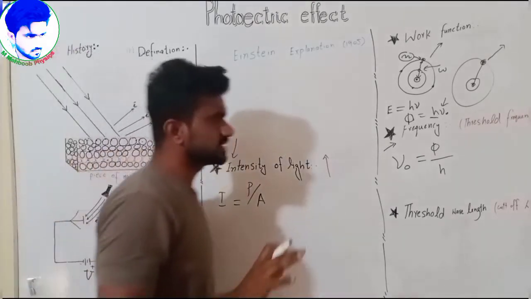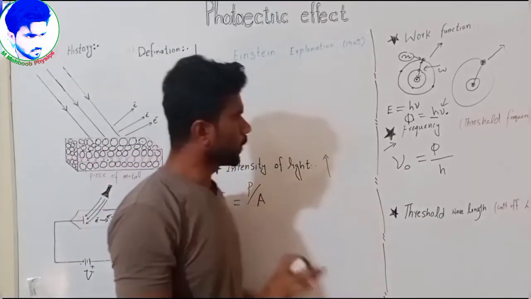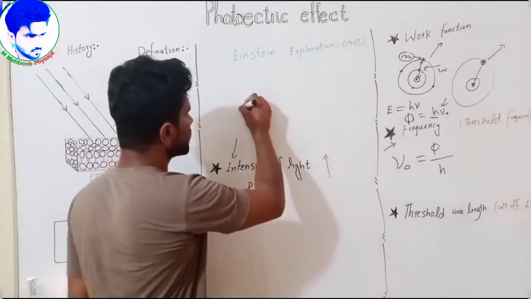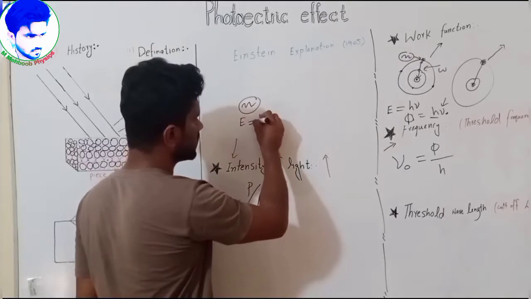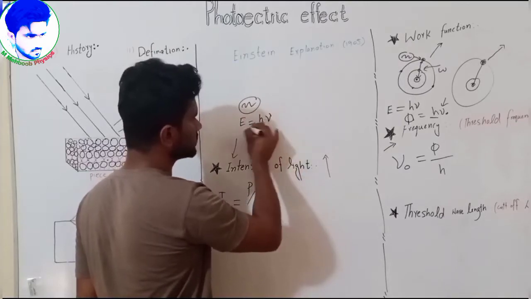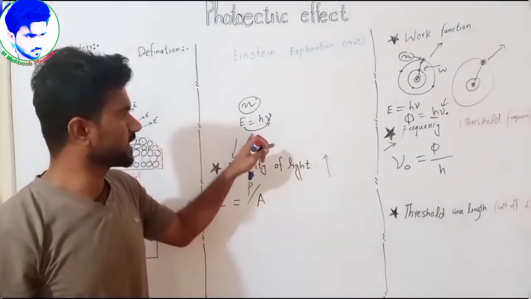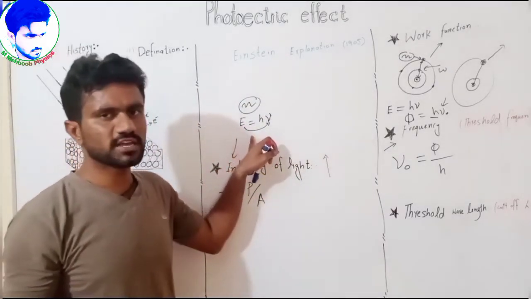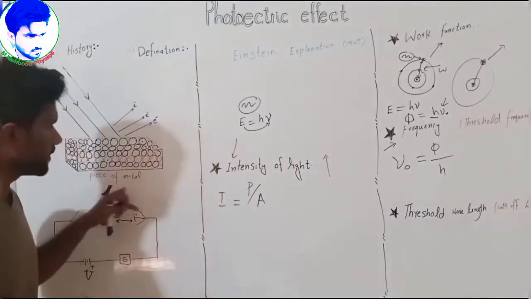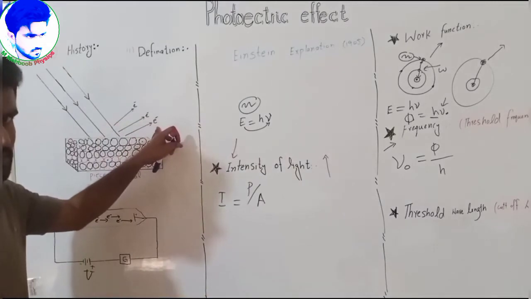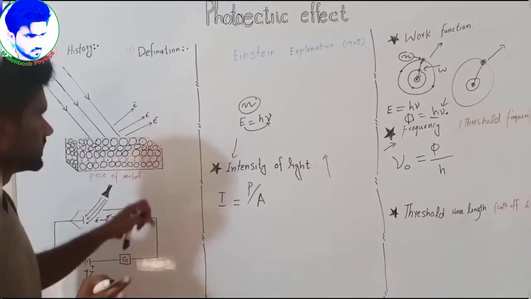So when we increase the frequency of the light, it means that we are going to increase the energy of the light photons, because energy depends on the frequency of the light. Energy depends on the frequency of the light, and it is independent of the intensity of the light. By increasing the intensity of the light, only the number of ejected electrons increases, but their kinetic energy remains the same. Maximum kinetic energy will remain the same.